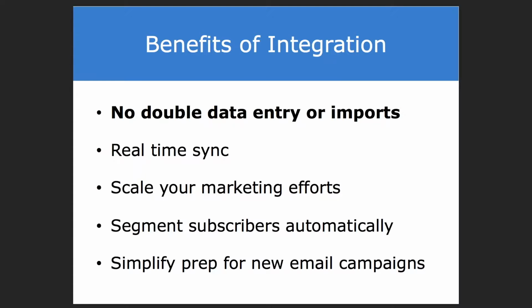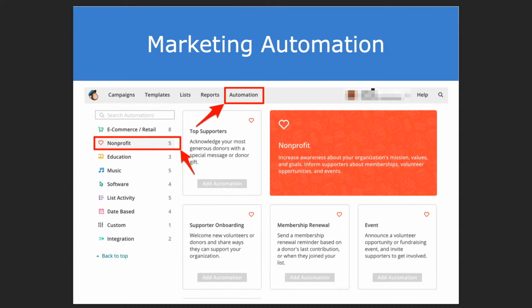You also get some pretty cool benefits like the ability to scale your email marketing efforts quickly, the ability to segment subscribers automatically and accurately in your MailChimp lists. And you can also simplify the prep for new email campaigns rather than cleaning lists before each email send. You can even use MailChimp's automation features to send targeted emails in a series to people like new donors, lapsed donors, or a variety of other constituents using drip email campaigns in MailChimp. So let's go ahead and see how this integration works.